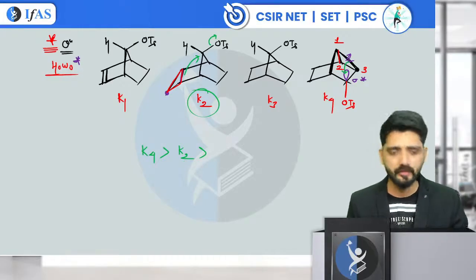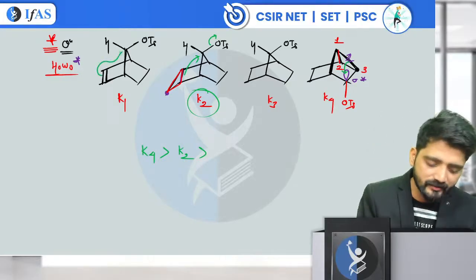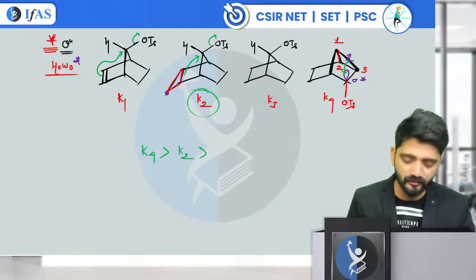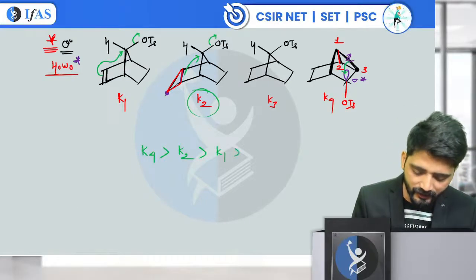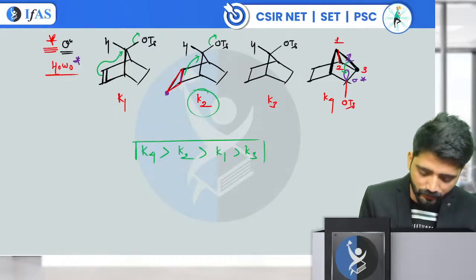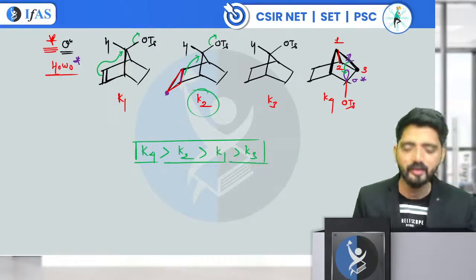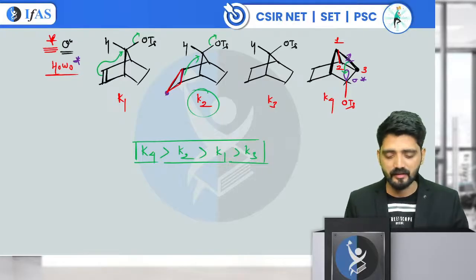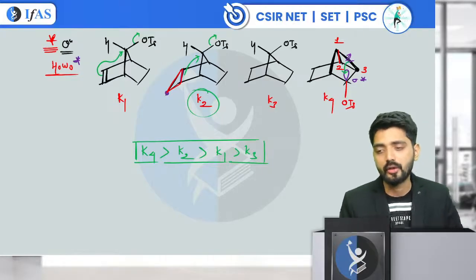Now comes the normal situation of an alkene, where the alkene attacks into the sigma star orbital and the OTs is removed. So K1 lies here, and of course K3 is going to be last with the slowest rate because it does not have any pi bond for the anchimeric assistance. Do you understand this order or not?